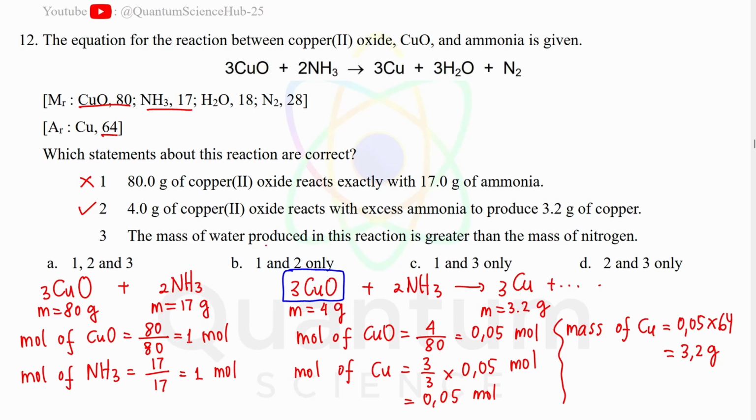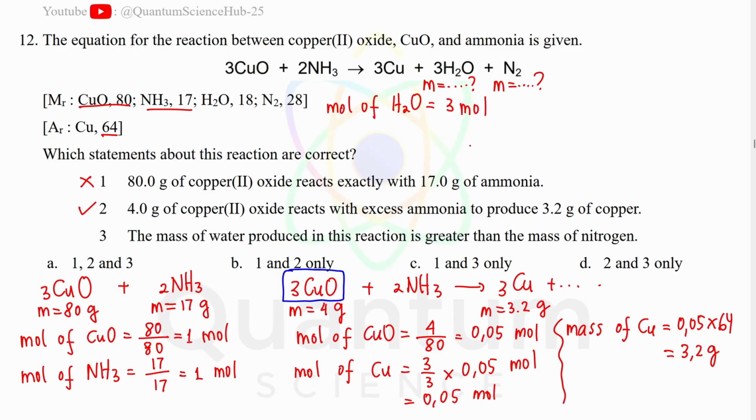Statement 3. The mass of water produced in the reaction is greater than the mass of nitrogen. So we want to find the mass of water and nitrogen in here. So mass equals question mark. The same thing with this. Now let's find the mole of water. Mole equals how many? We don't know, right? So we can use the ratio in here. So the ratio is 3:1. So that means I can use 3 mole for water and 1 mole for nitrogen. Or I can use 30 mole for water and 10 mole for nitrogen, as long as the ratio is 3:1, okay? But I will use a smaller number for easier calculation. So I will use this as 3 mole.